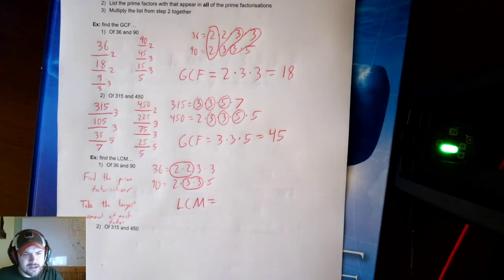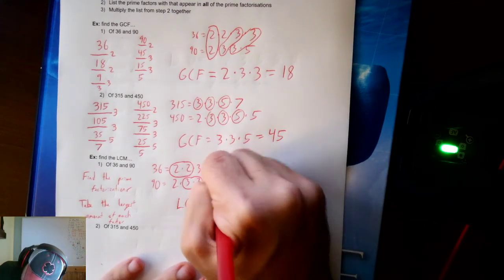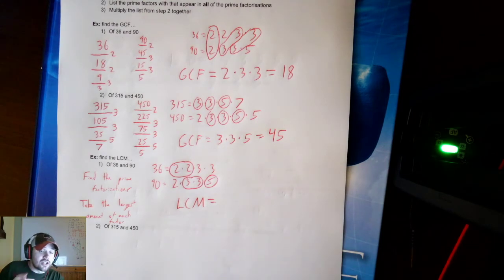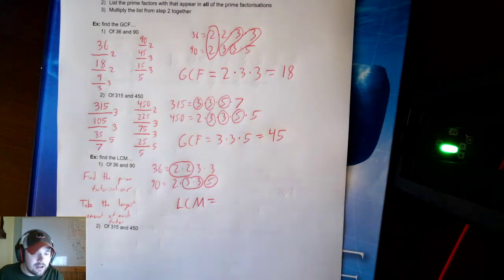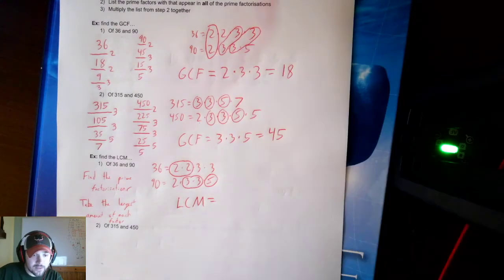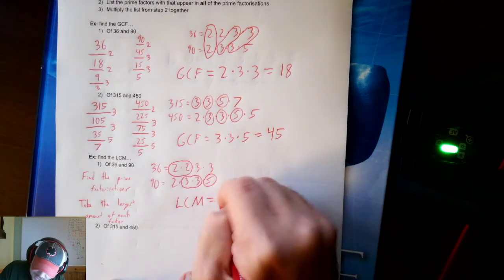What's the next prime number that appears? 5. Which has more 5s? Well, this one does, right? That one has more 5s. So I take the largest occurrence of each prime factor. I take the largest appearance. I take the largest amount I can get. I'm always trying to get as many as I can for the LCM. And that's a little bit weird, right? They don't have to have the same number of them like they did for the GCF. They have to pair up. They have the largest occurrence. And then these become my answer.